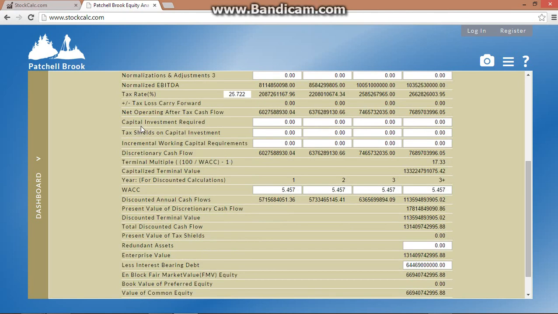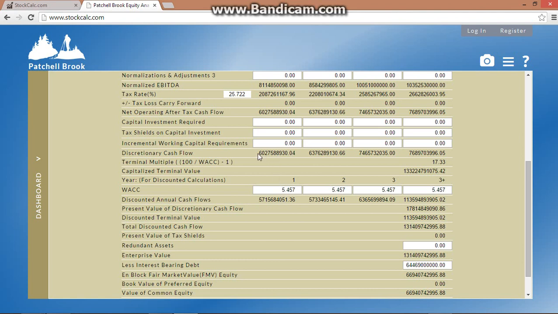If there's capital investment required for the company, we can input it at this time and calculate the tax shields that would occur on that capital investment. The same is true if any working capital requirements or any incremental working capital requirements are needed. All of this calculates into a discretionary cash flow, which we then can discount to the present time. So we will actually calculate the discounted cash flows.